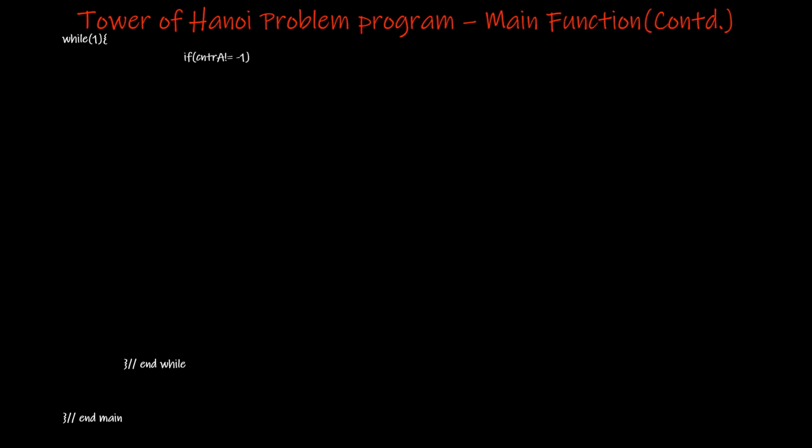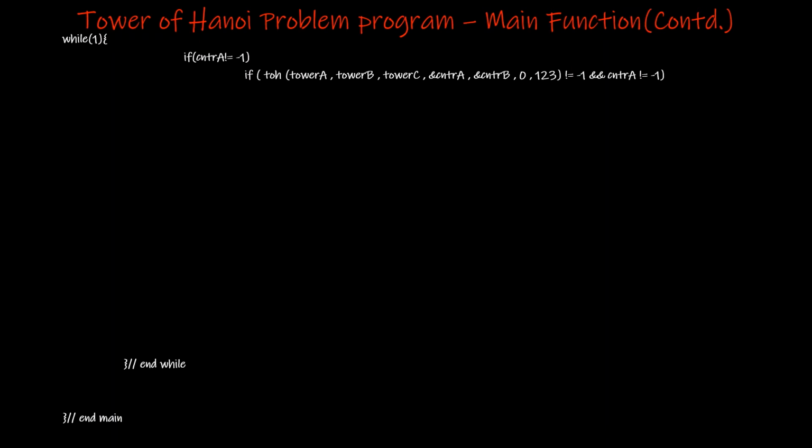Then we have an if condition where the counter value is checked. Is the counter A value not equal to -1? -1 indicates that the tower is empty or does not have any disk. So we check whether the counter value of tower A is not equal to -1, that means it is not empty. And if so, we have one more if condition, within which we have a call to the TOH, or the Tower of Hanoi function, in which we are passing 7 arguments. What are these arguments? First, tower A, then tower B, and tower C.